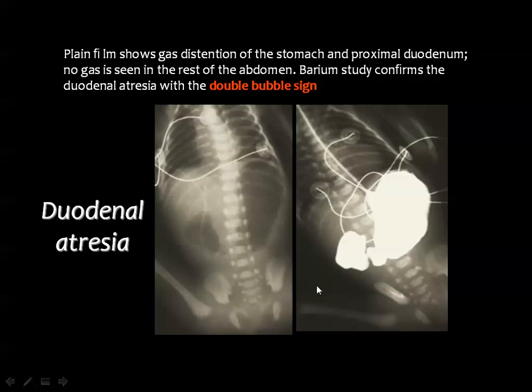Sometimes you may give barium to confirm the diagnosis. From the plain film you see the double bubble sign, and by barium, this is the nasogastric tube, you see barium in the stomach and barium in the dilated proximal part of the duodenum.